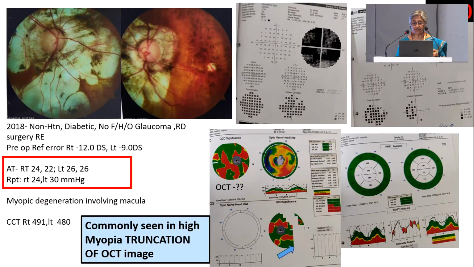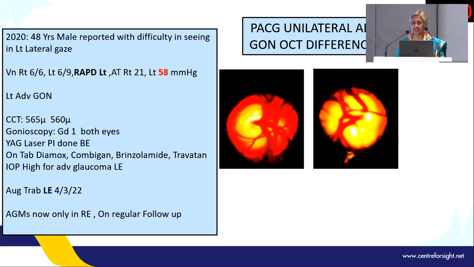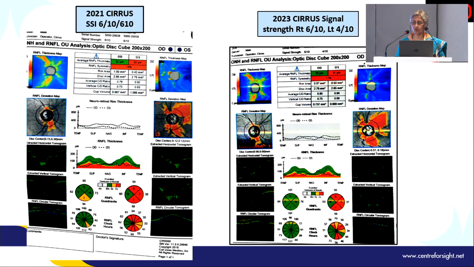This was another patient. You'll find that in myopes, there's a lot of truncation which happens in the OCT pictures, so be careful about them. There was another patient who has unilateral advanced glaucoma, with OCT differences. Now look at this. This is the Cirrus OCT. Have a look at the signal strength. Not at all good in both of them, but it is definitely showing us that the hot colors in the left eye have gone. It's a sea of blue.